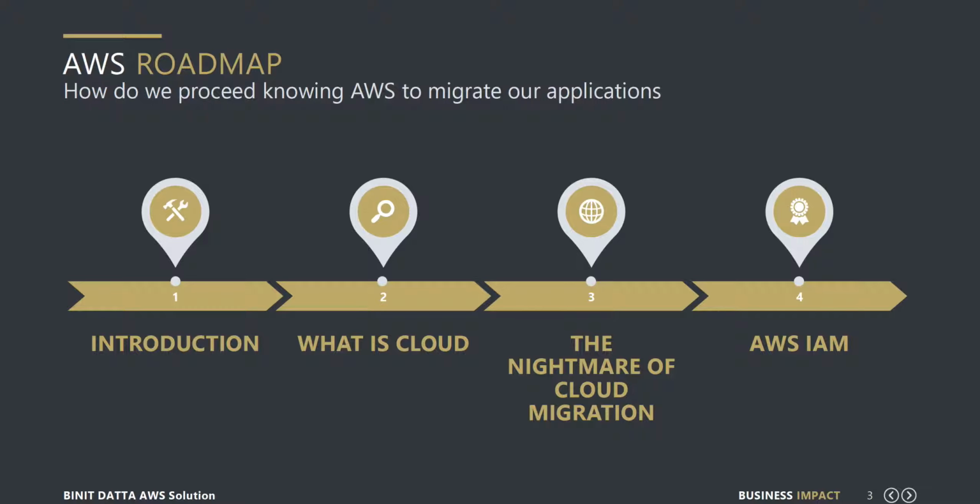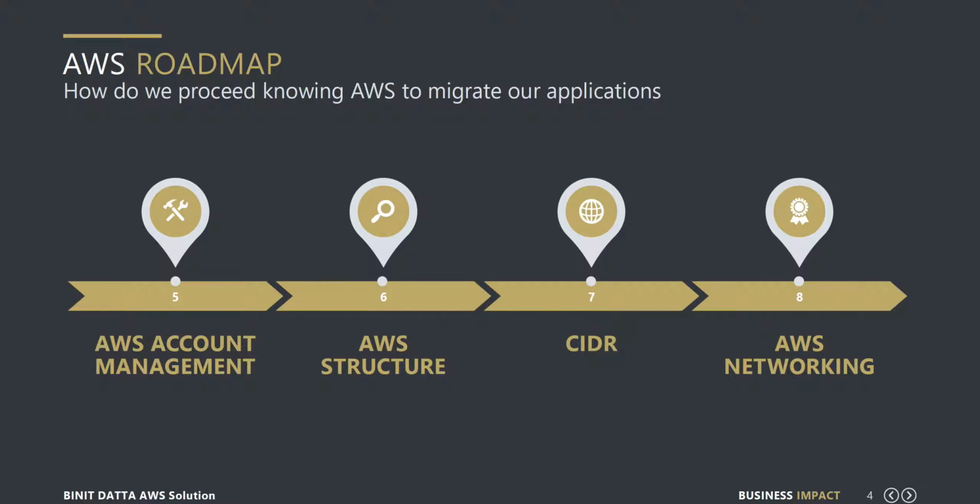AWS Identity and Access Management. It becomes very critical for any serious cloud migration project. Then we will talk about AWS cloud account management. You may have multiple departments, and each one of them may have their own account. How do you link them to a master account so that you can control access management and billing? That comes under the domain of AWS account management.